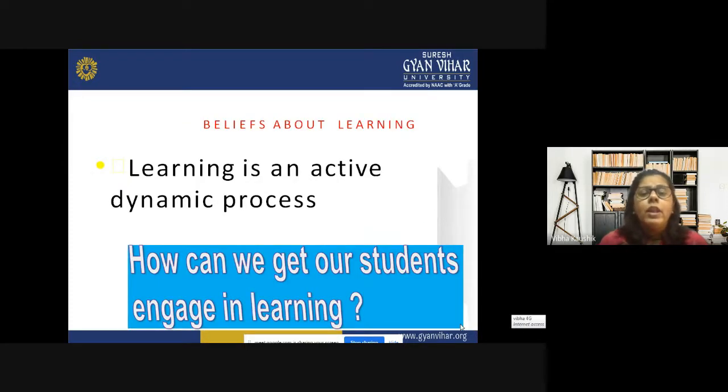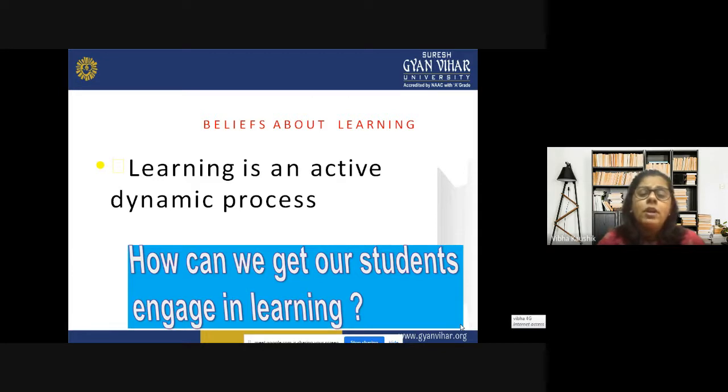Beliefs about learning. Learning is an active, dynamic process. When we are considering a student-centered approach, we are involving the students in the active learning process. In the old traditional method, students are just passive listeners receiving the information. So when we talk about the student-centered approach, learning is an active, dynamic process because both teacher and students are involved in the teaching-learning process.